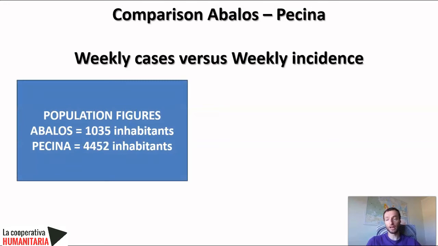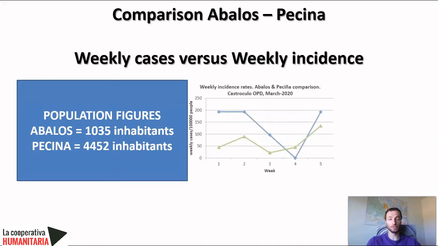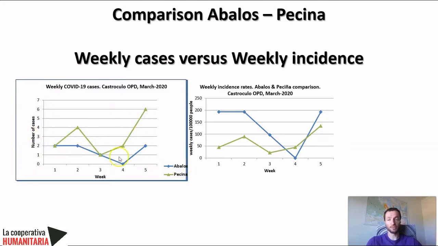That's important. So looking at how these graphs change, we have this with raw numbers of cases in different villages. This is the population in Ábalos and in Pesina. And if we divide number of cases by the population, this is the graph we receive. You see that it changed quite a lot. From this graph here, we get to this graph here. And here we thought that Pesina is the worst situation. Now, dividing by the population, what is called an indicator called incidence, we see that the worst situation is in Ábalos.